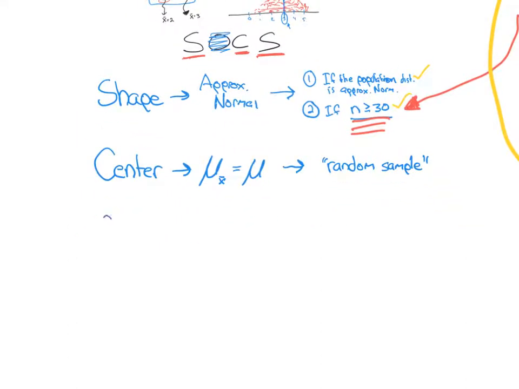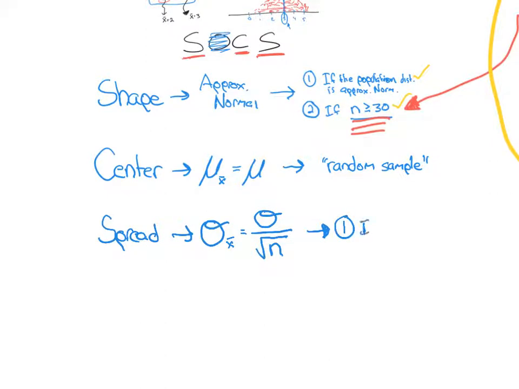And what about the spread? Well, let's talk about standard deviation. So the standard deviation of the averages is going to be equal to the standard deviation of the population divided by the square root of n, right? But we know standard deviations only work if, let's write this out, number one, if we have independence.